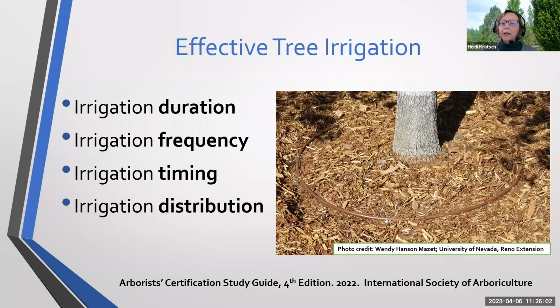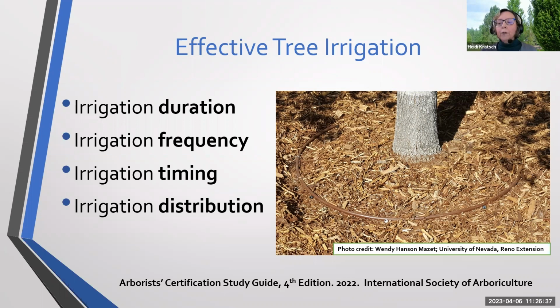And then irrigation timing refers to the time of day that you water, when you apply that water. Although it doesn't make that much of a difference when you're using drip irrigation, it's generally recommended to irrigate when temperatures are cooler and winds are calm. Usually that's in the morning or in the evenings. And then finally, and I think this is probably for trees one of the most important, it's irrigation distribution. It refers to the distribution of irrigation emitters around the tree's root zone.